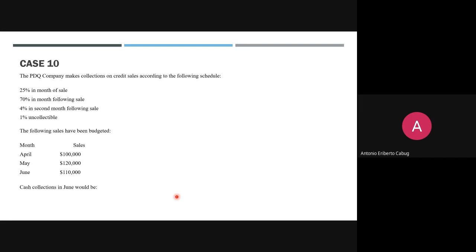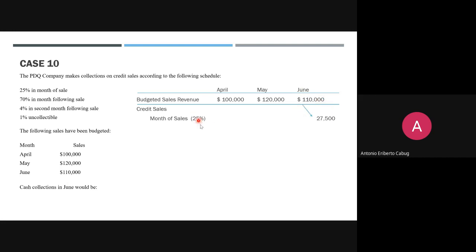The following sales have been budgeted. You have for April, May, and June. The question is the cash collections for June. Enter your answers now. Okay. Very good. So April, May, and June, it's 100K, 120K, and 110K respectively. Tama? So in June, 25% of these sales will be collected in the same month of sale. 25% of 110K, 27,500.